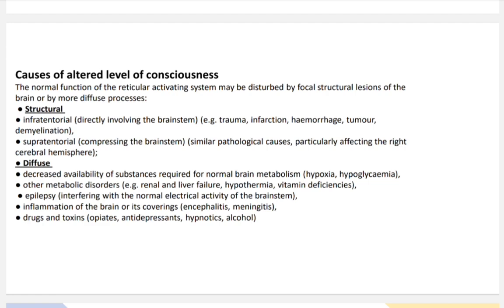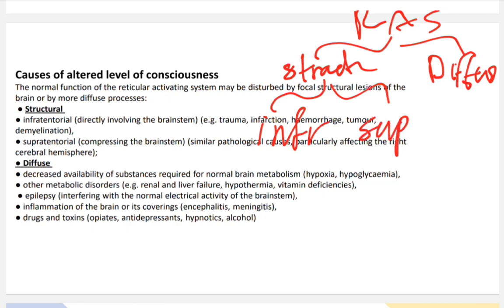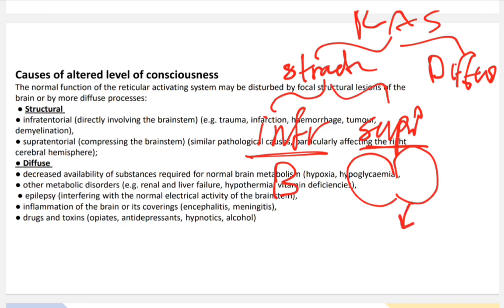The reticular activating system can be affected by structural causes or diffuse causes. The structural causes are defined as infratentorial or supratentorial. The infratentorial affects the brainstem or the cranial nerves themselves. The supratentorial affects the cerebral hemisphere, leading to compression of the brainstem, which leads to affecting the reticular activating system.